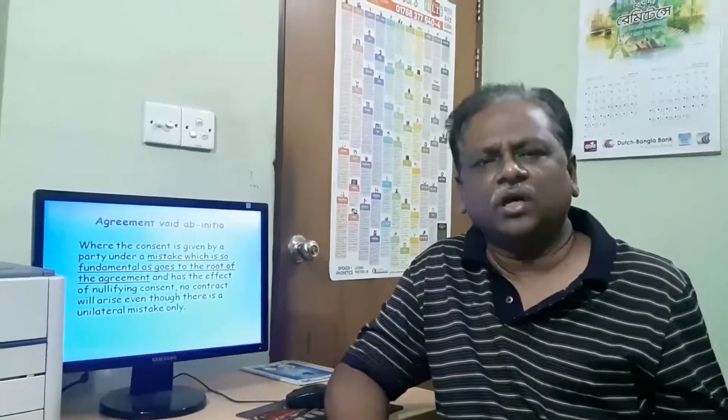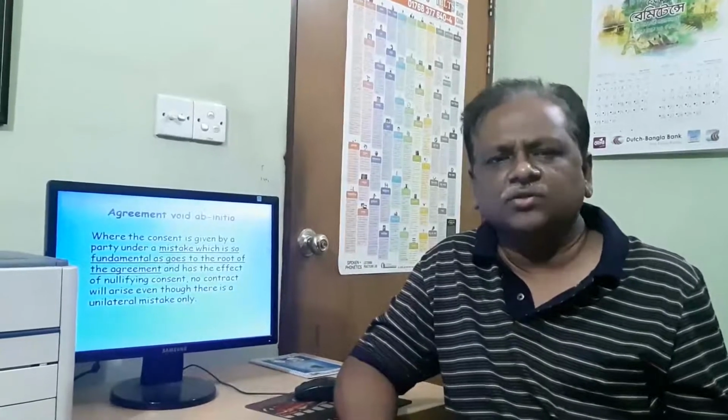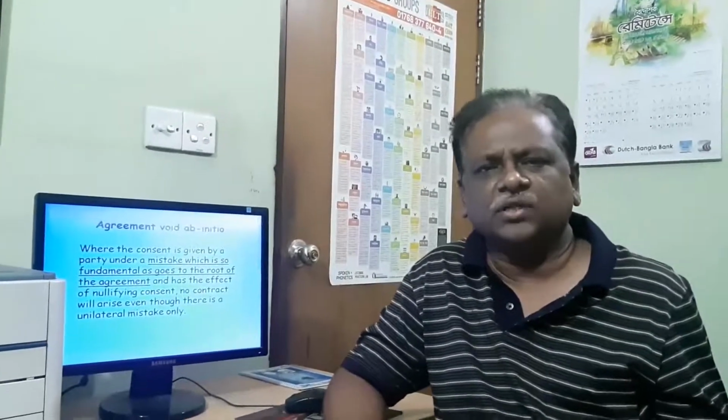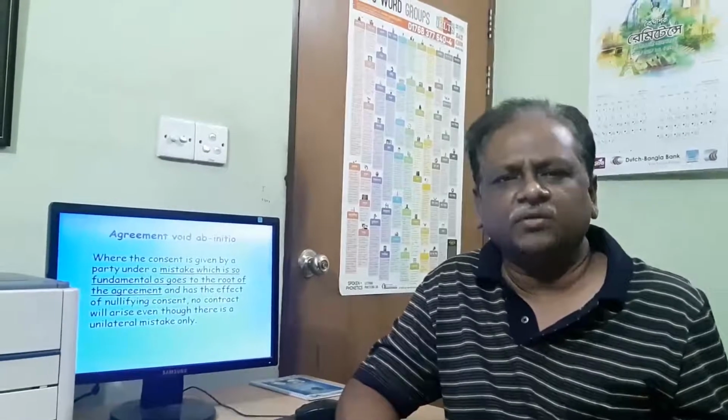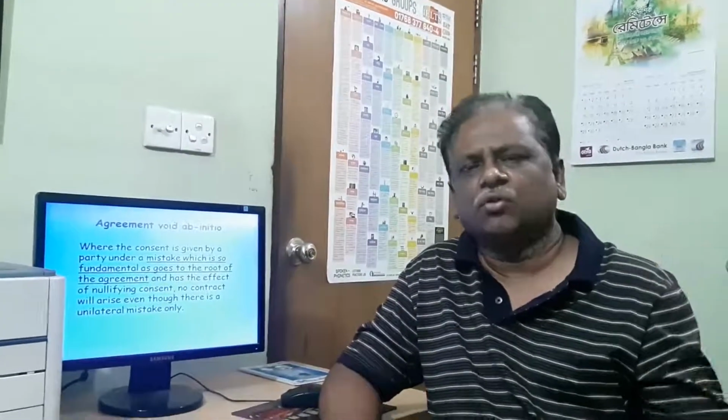So, dear students, I hope that you have learned three aspects of free consent, such as misrepresentation, fraud, and mistake. So, in case of free consent, that means for a valid agreement, consent must be free, and consent will not be free if the consent is affected by coercion, undue influence, fraud, misrepresentation, and mistake.